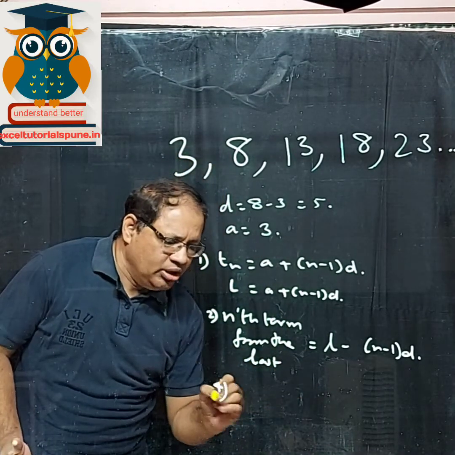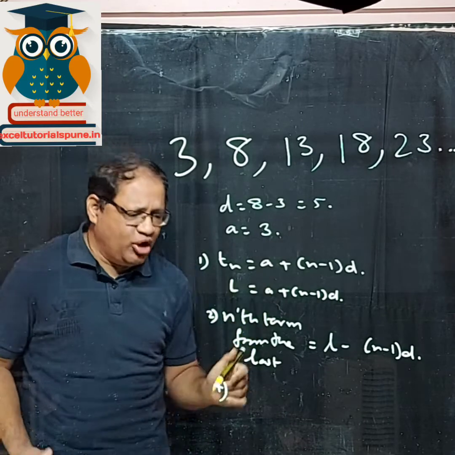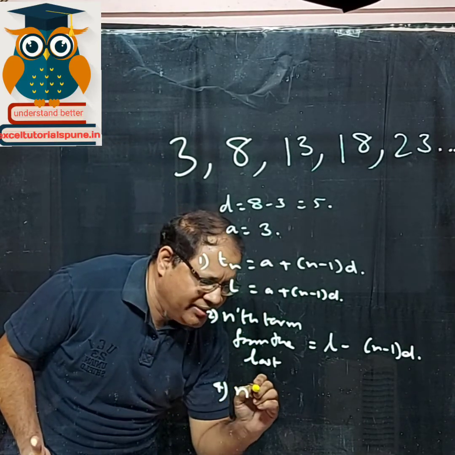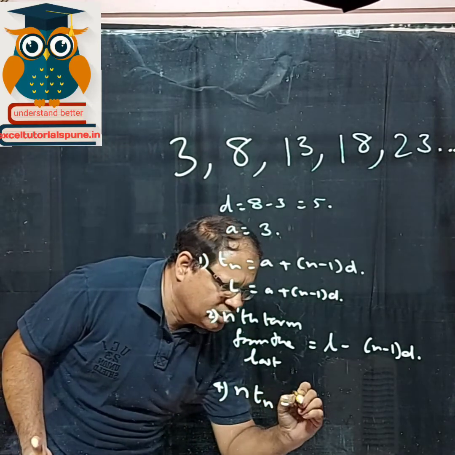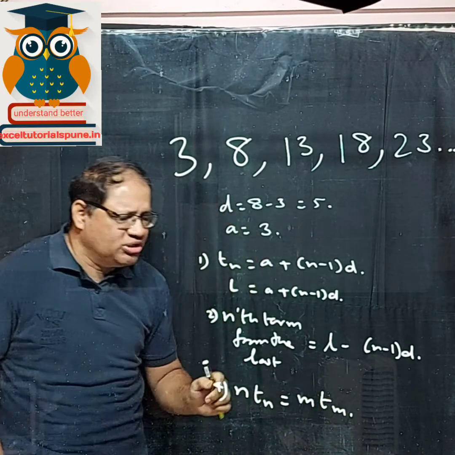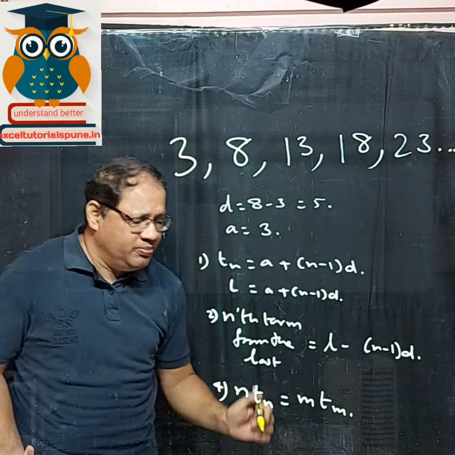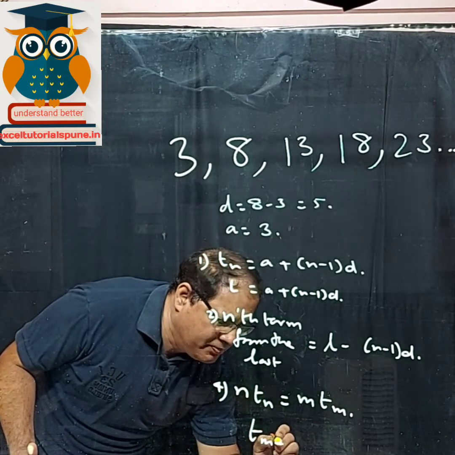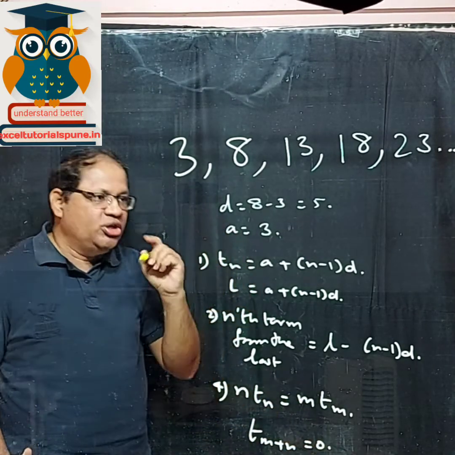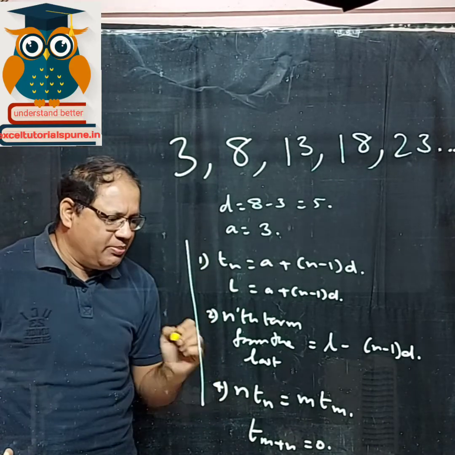Then there is one more formula. Supposing n times the nth term is equal to m times the mth term, then T m plus n is equal to 0. This is another formula which you have to remember.